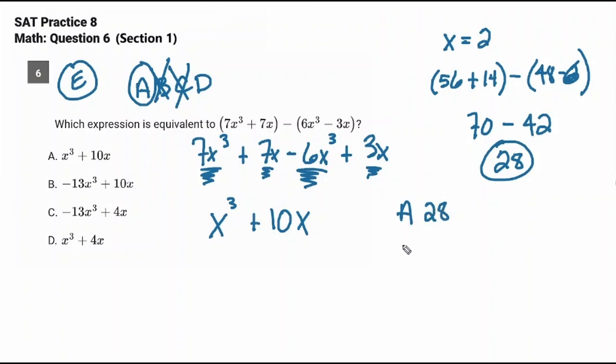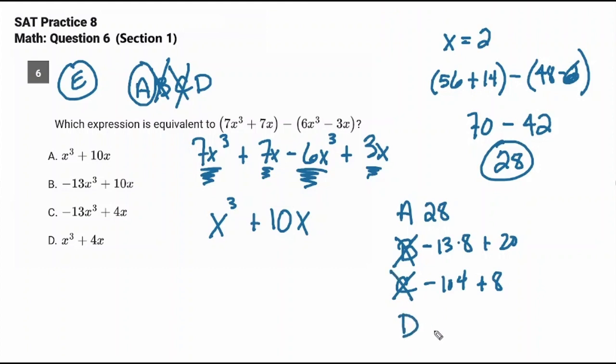That's the answer. We knew that was going to happen. But if I try them all, this is negative 13 times 8 plus 20. Definitely calculator math. 13 times 8, negative 104 plus 20. I don't need to do any more. That's not going to be 28. So now I'm going to do C. I know that this is going to be negative 104 plus 4 times 2, so plus 8. Don't need to do anything with that. Obviously not going to be 28. And then D is 8 plus 4 times 2. That's 16. That's not 28.